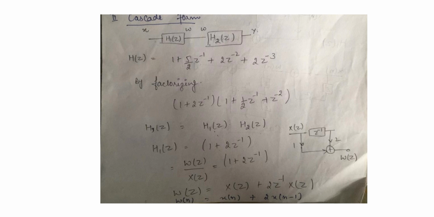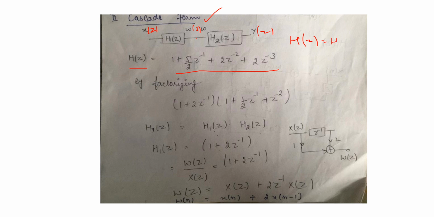Next we will do a numerical on the cascade form. The H of z given is 1 plus 5 by 2 z inverse plus 2 z raised to power minus 2 plus 2 z raised to power minus 3. Here, x of z is the input, y of z is the output, and the center signal is w of z. Clear? Now, to break H of z into H1 of z times H2 of z, you have to factorize this equation.